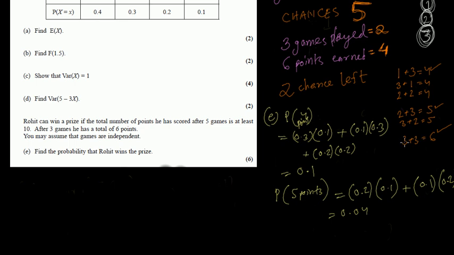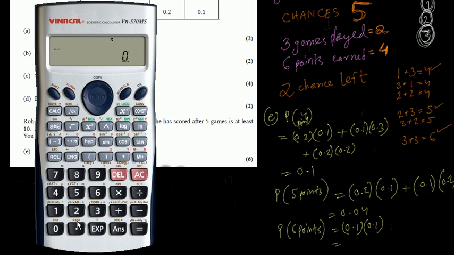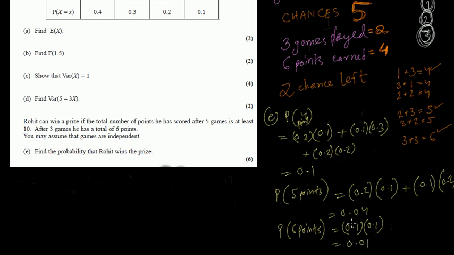Finally, you can get 6 points by getting a 3 and a 3. So the probability of getting a total of 6 points is a 3 and a 3. Probability of 3 is 0.1, and another 3 is 0.1. That would be 0.1 into 0.1, 0.01. We know the probability of getting a total of 4 points is 0.1. We know the probability of getting a total of 5 points is 0.04. We know the probability of getting a total of 6 points is 0.01.